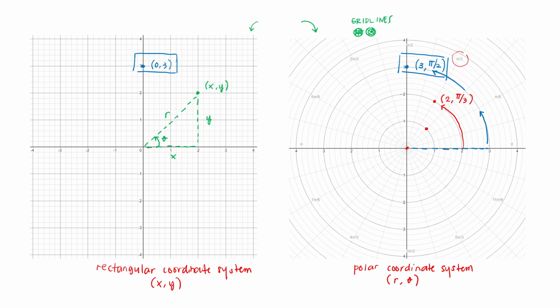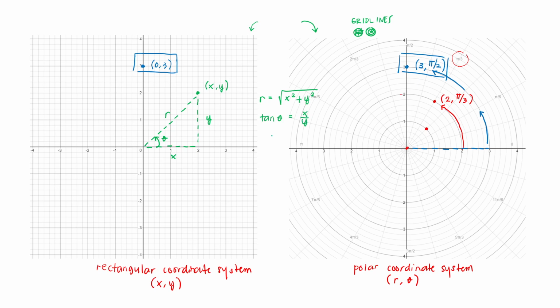So if you're going to relate the rectangular and polar system, it's very easy because you can just use the Pythagorean theorem. If you want to look for r, you just have to use the Pythagorean theorem. So r is equal to the square root of x squared plus y squared. Then if you want to look for tangent, it's very easy also. So you're going to have tangent theta is equal to x all over y.